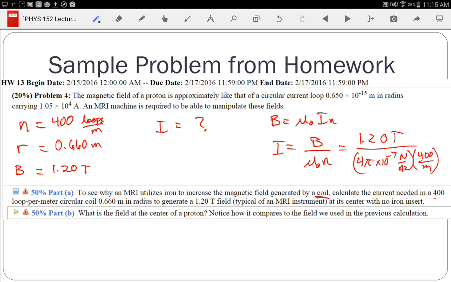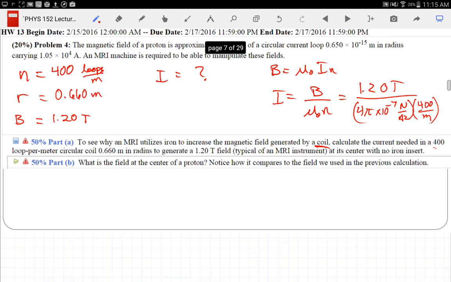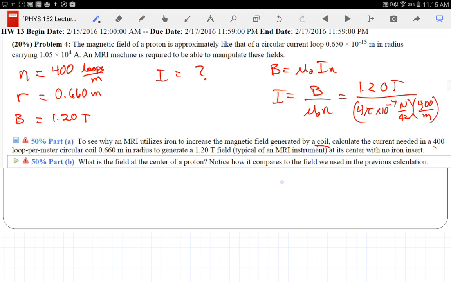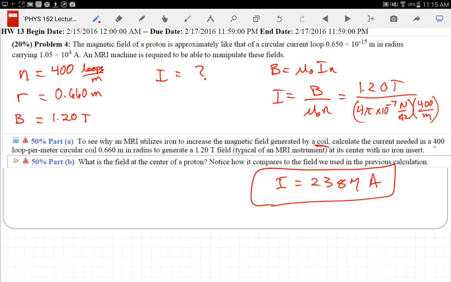So putting this together, what do you get for the answer? 2,300 some? 2,387. Okay, so I'm going to write that down. That's a really big current. Now, she did the calculation, I didn't. She's probably pretty good, but you should do your own calculation. Don't trust somebody else to do your calculation. That'd be a huge current, right?